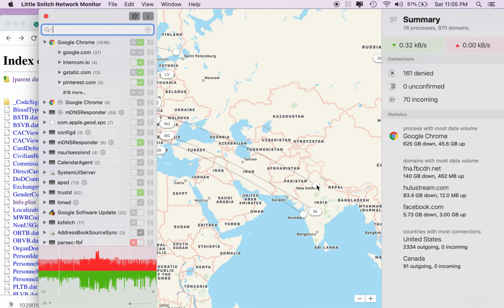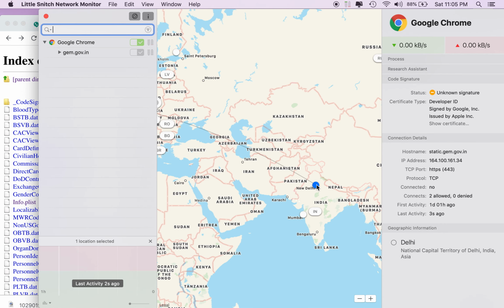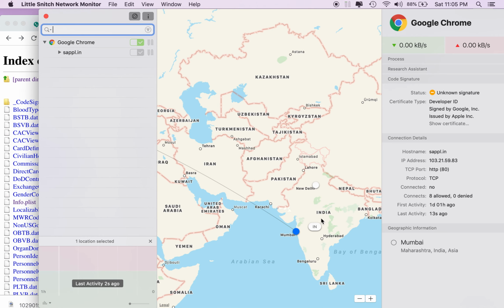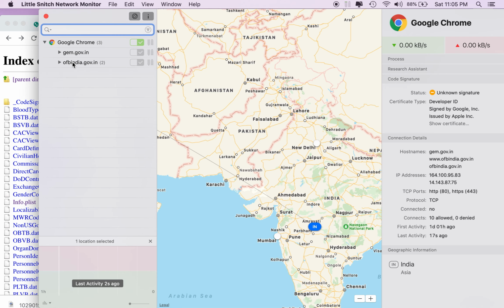Apparently, I have government offices in India too, and I guess GeM is some kind of government marketplace. And then I have the Indian, this is like the Indian Department of Defense. Yeah. So that, once again, unknown signature.